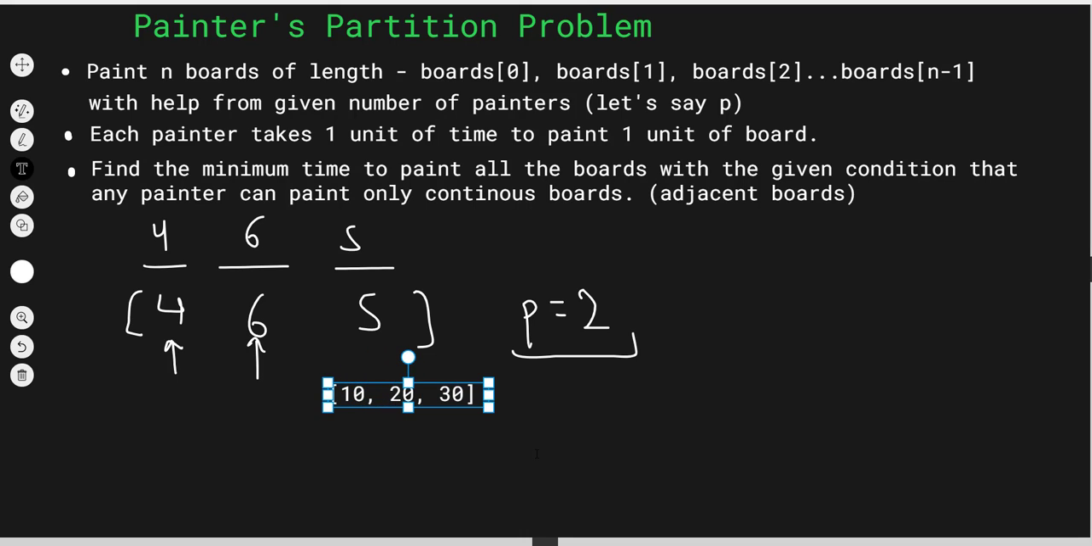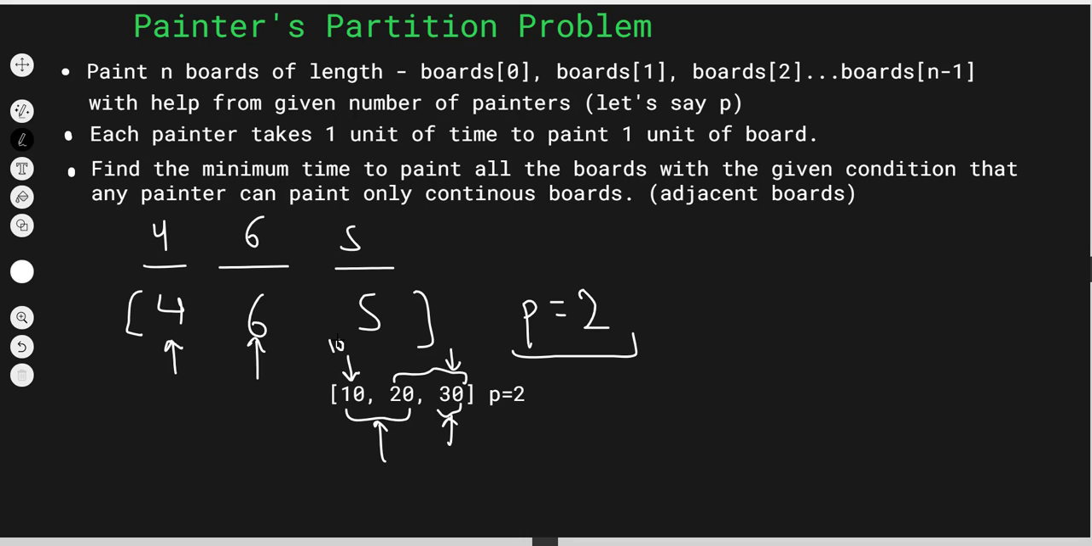These are the length of the boards given to us. Let's say there are 2 painters. Now, to state the obvious, to get the minimum time, we have to use all the painters. Now in this case, 2 cases arise. The first painter paints this board of length 10, and the other painter paints these 2 boards of length 20 and 30. Or it is also possible that the first painter paints these 2 boards and the second painter paints this one. Let's see what is the time required in both of these cases.